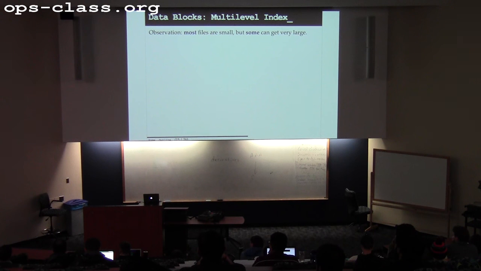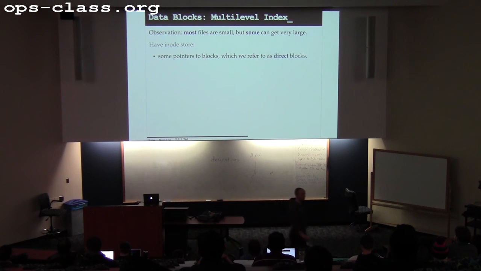Okay, so here's what we do. The inode stores one pointer, basically. It stores a pointer to blocks.